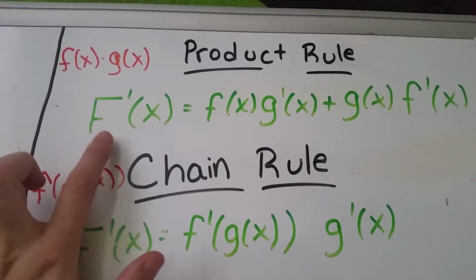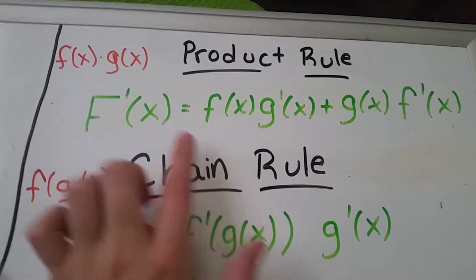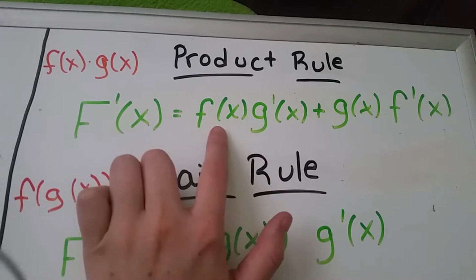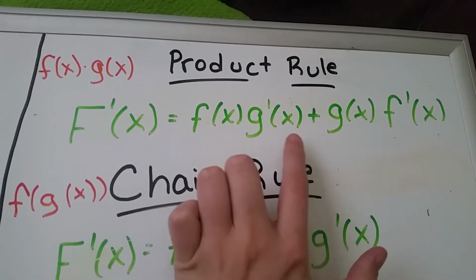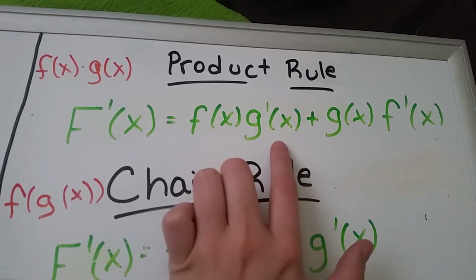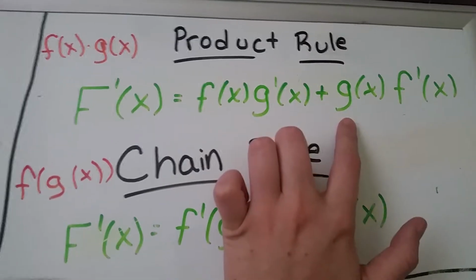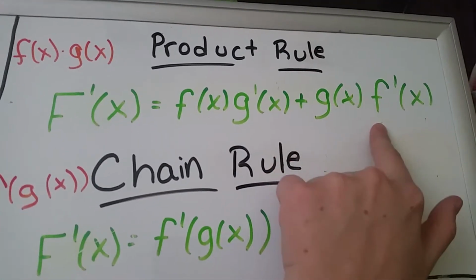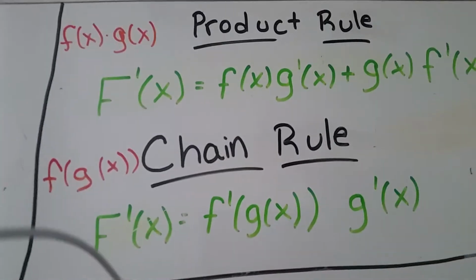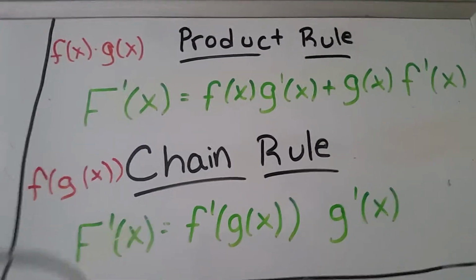So to find f prime of x, you're going to use the original equation times the derivative of the second equation plus the original second equation times the derivative of the first equation. So you multiply those out, add them together, voila.